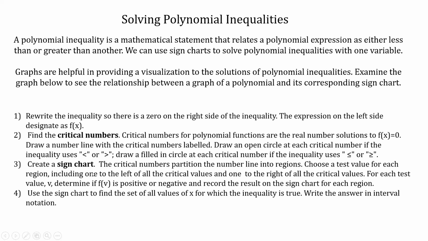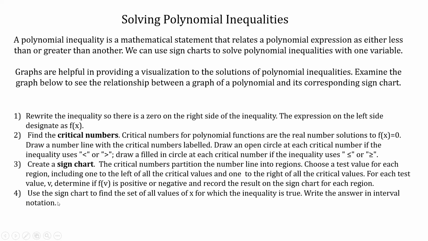So create the sign chart. The critical numbers partition the number line, or divide the number line, into regions. Choose a test value for each region, including one to the left of all the critical values and one to the right of all critical values. For each test value v, determine if f of v is positive or negative and record the result on the sign chart for each region.